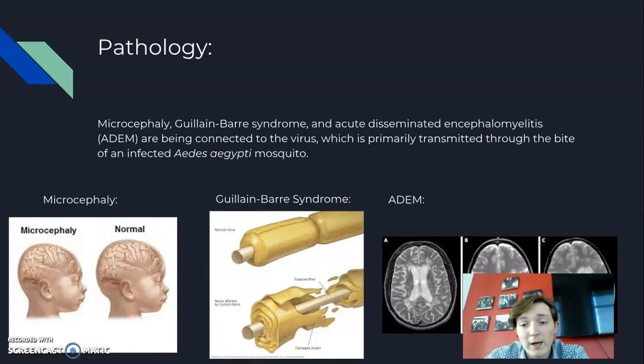ADEM is where the brain and the spinal cord and the optic nerve swell and inflame, and it blocks these parts, and it can cause some permanent damage. And then the Guillain-Barré syndrome often begins just with tingling at the feet and the legs, and it works its way up the body. Some people, it works the exact opposite. It works from the arms and face down. But it can lead to paralysis even.